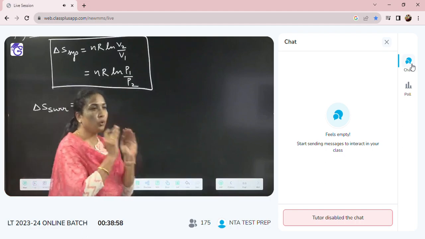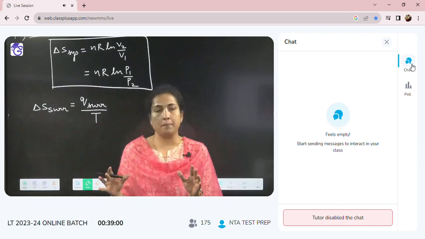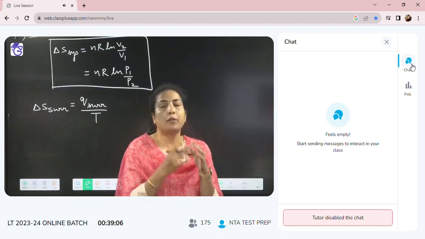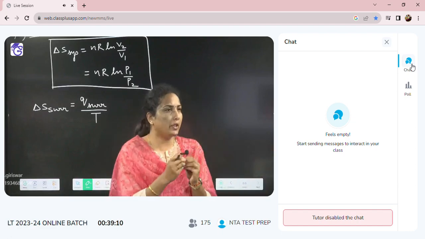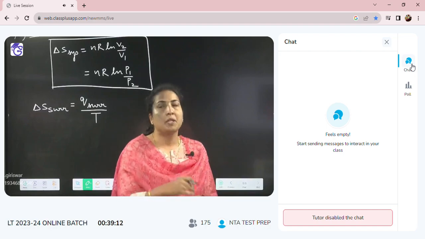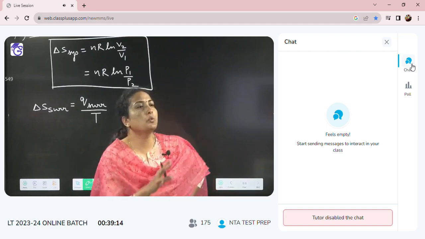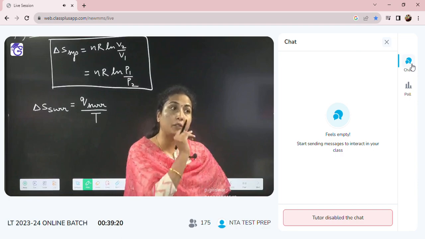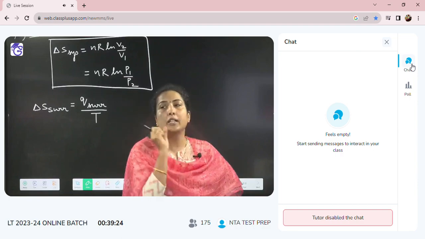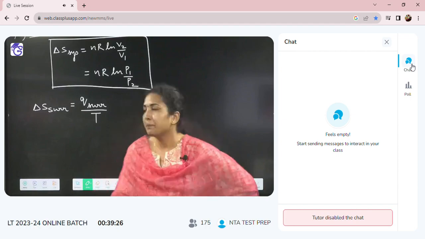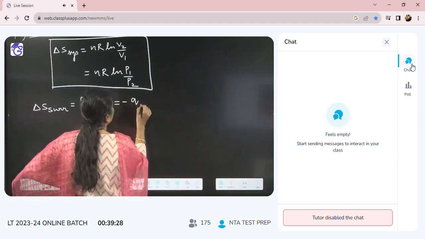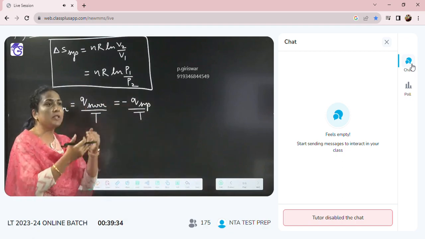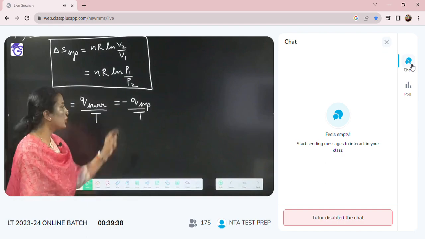Whenever we are performing an experiment, the system will be small and the surrounding will be huge. Whenever something is too huge, it becomes very difficult to measure the parameters accurately. So scientists thought, if the surrounding is too huge, we cannot measure its parameters very accurately, so why not try to express the surrounding in terms of the system? Because the system is small, we can measure its parameters more accurately. So I can write this as minus Q system upon T. Why have I written minus? Because whatever the surrounding is gaining, the system would have lost. So that's the reason for the minus.